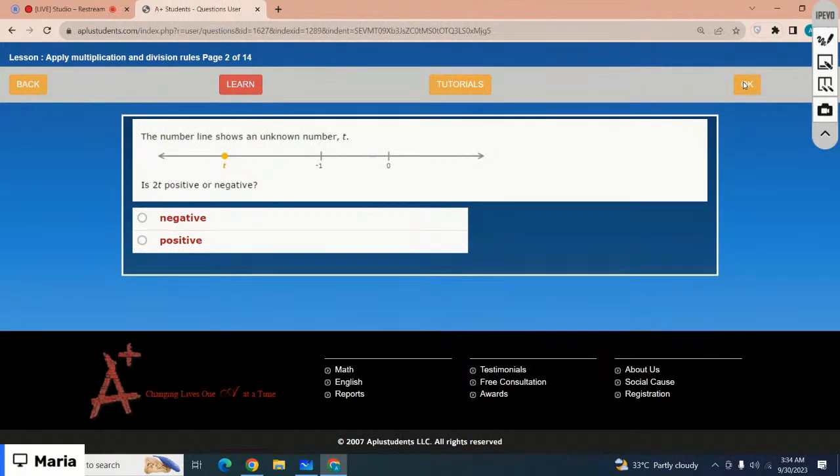Okay, the number line shows an unknown number t. Is 2t positive or negative? Let's just look at the t. T is on the negative side, right? So t is negative. And 2t means you are going to multiply a positive number and a negative number. The product of a positive and a negative number is always negative. The correct option is negative, right?